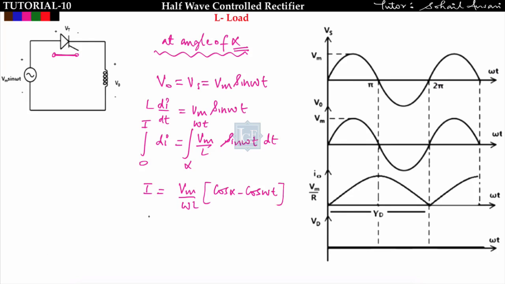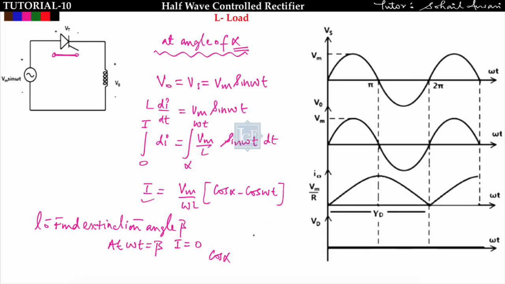Let us suppose the current I am getting is up to extension angle beta. To find the extension angle beta, I will put omega t equal to beta, and we know that at beta the current is going to be 0. The extension angle is up to what angle it is conducting, which means at omega t equal to beta the I must be equal to 0. So putting I equal to 0 and omega t equal to beta, you will get cos alpha equal to cos beta. What do you mean by this? Beta will come out to be 2 pi minus alpha.